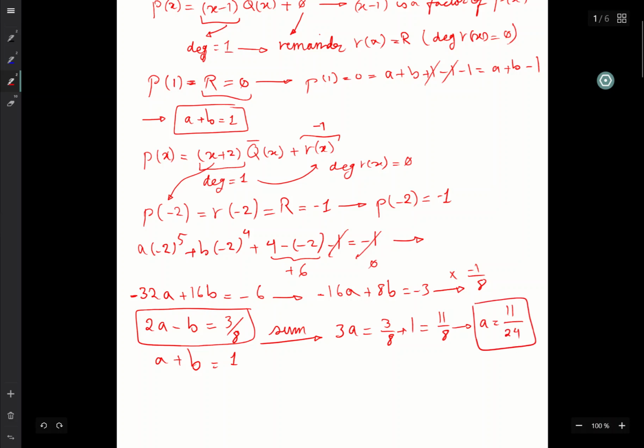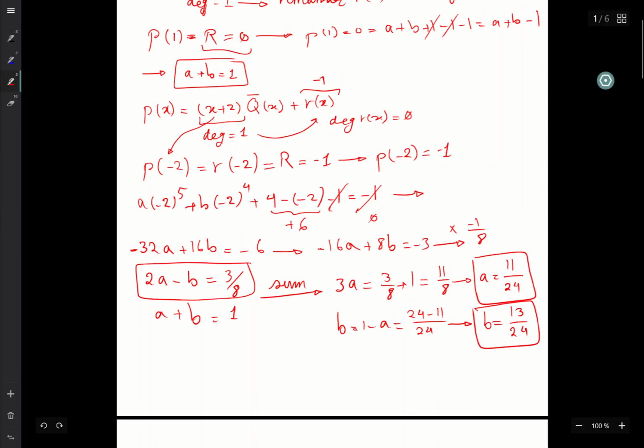So this is a. And what is b? b is simply 1 minus a, which is 24/24 minus 11/24. Therefore b is 13/24. Okay.